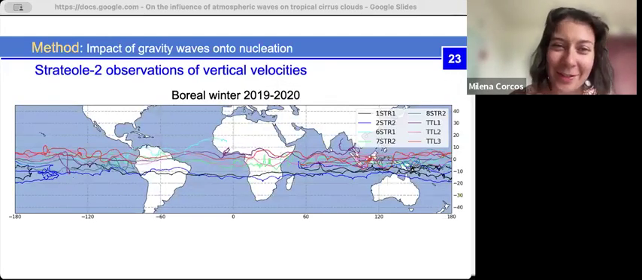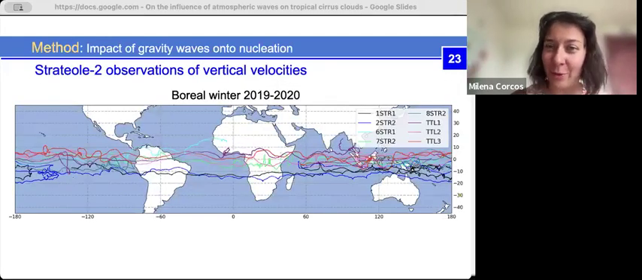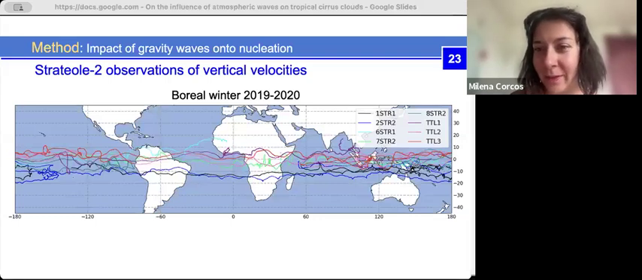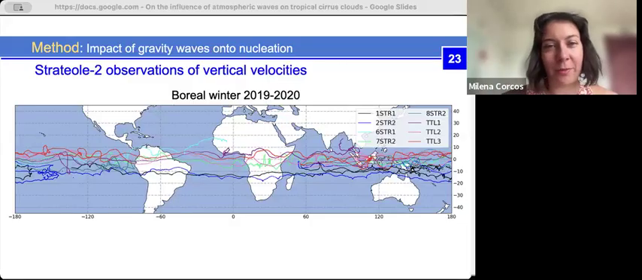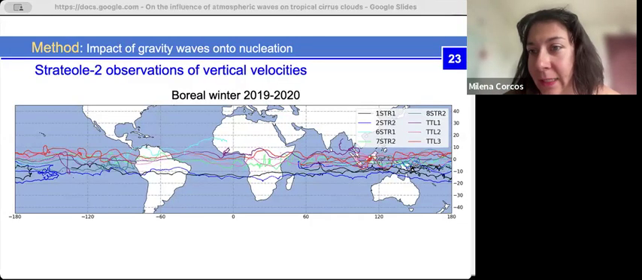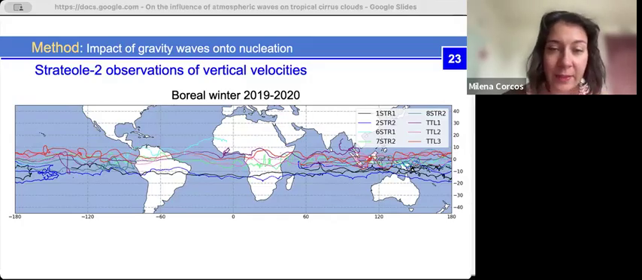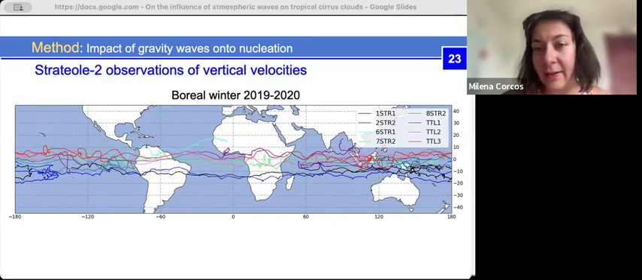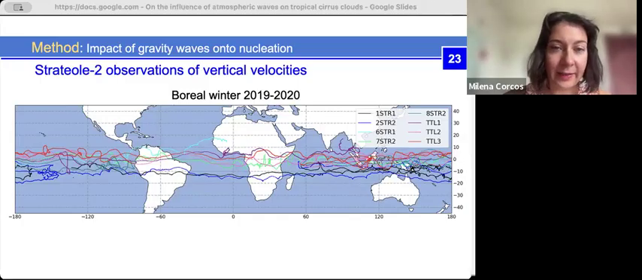Again, this study is using observations of gravity waves from the superpressure balloons. I'm just showing you here the flights of the balloons to refresh your memory. The only thing I want to point out is that we had 2 types of balloons, STR and TTL, that were flying at 20 and 18 kilometers of altitude.